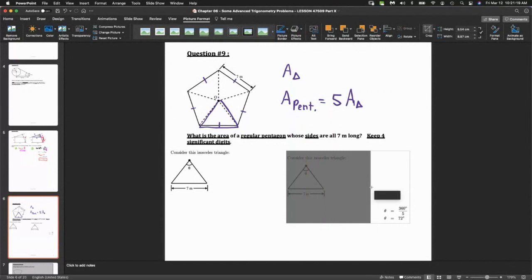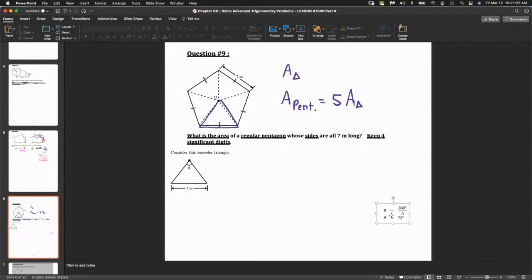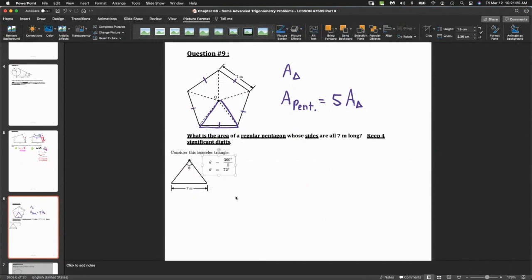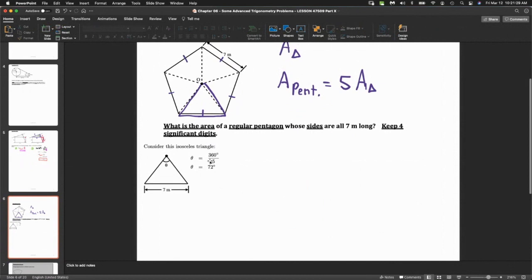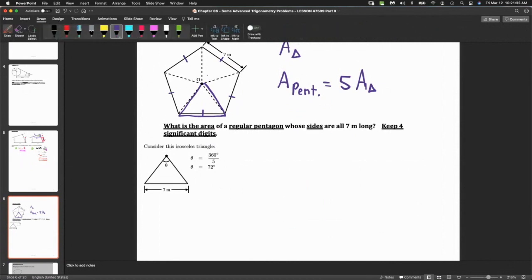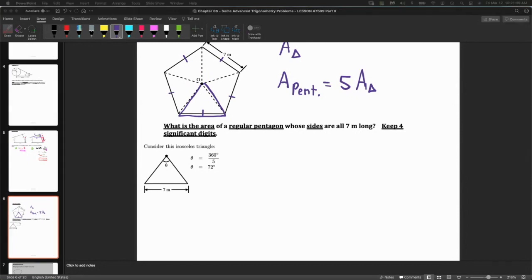And now we're going to just mention quickly that angle there, that little angle at the top, is 72 degrees. And if you're wondering why it's 72 degrees, keep in mind this is 360. If that's 360, then we divide it by 5 to achieve our target.